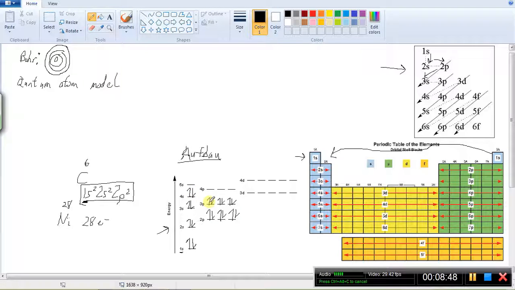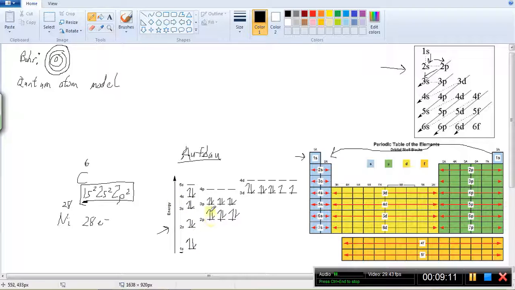19, 20. Now I'm going from 4s to 3d, remember. 21, 22, 23, 24, 25, so they're all unpaired first in the 3d orbital. Now I go back and start pairing. 26, 27, 28. And there we go. I think I counted that right.